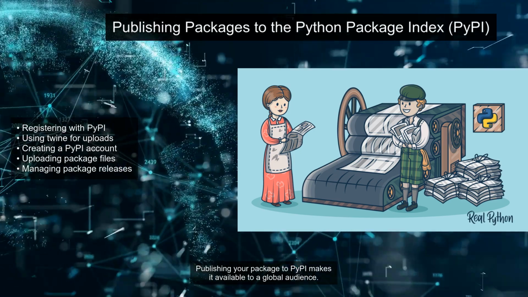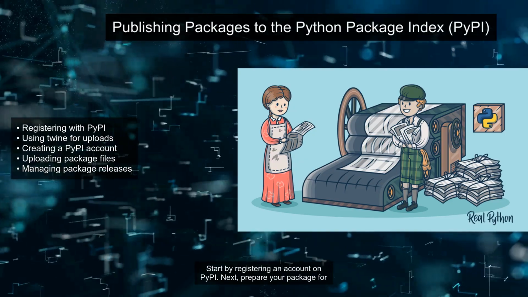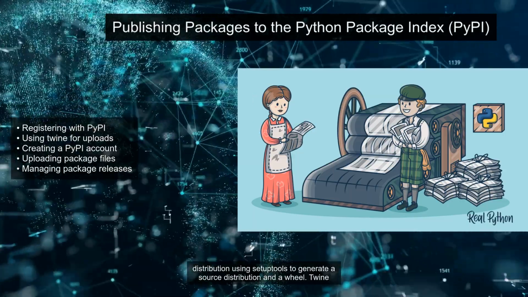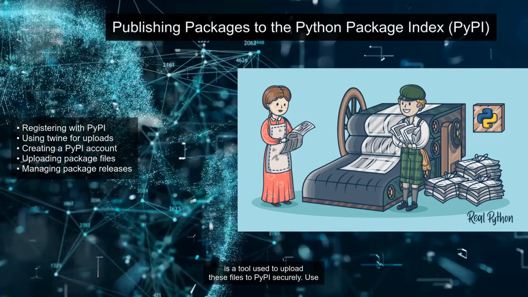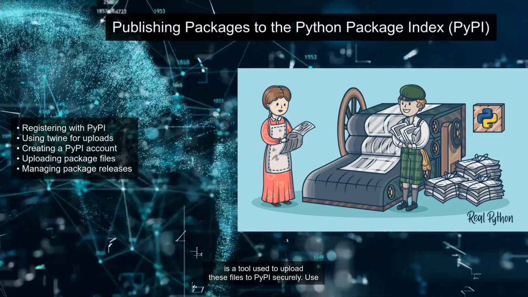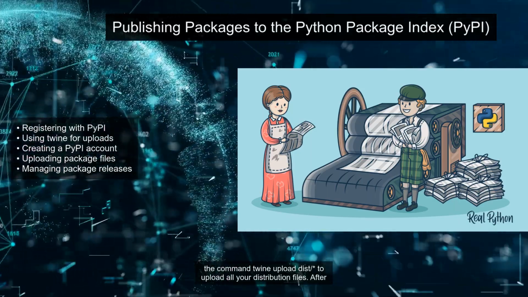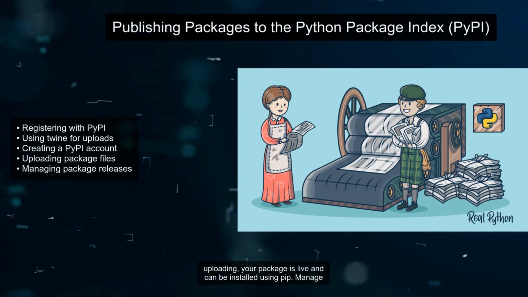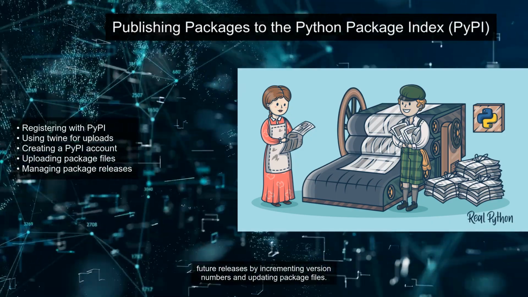Publishing your package to PyPI makes it available to a global audience. Start by registering an account on PyPI. Next, prepare your package for distribution using Setuptools to generate a source distribution and a wheel. Twine is a tool used to upload these files to PyPI securely. Use the command twine upload dist/* to upload all your distribution files. After uploading, your package is live and can be installed using pip. Manage future releases by incrementing version numbers and updating package files.